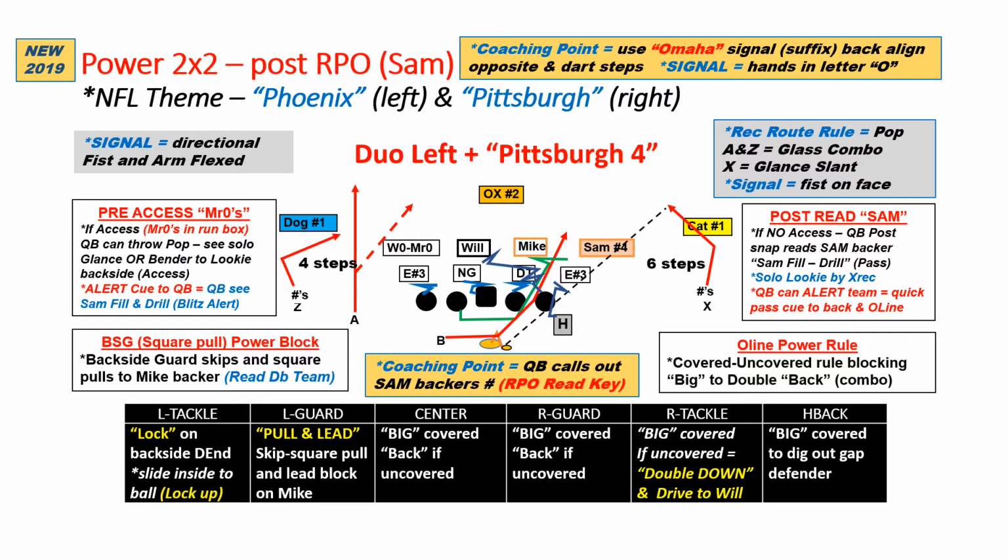We're going with a 2x2 to the single receiver side, where we've got the glance route. Again, the Sam fills, then we're going to drill with that skinny slant, or the glance. If he sits, then the back will get it, following the guard's block up on the Mike backer.